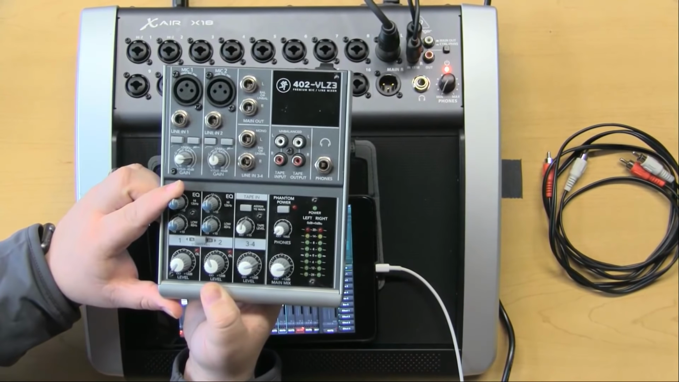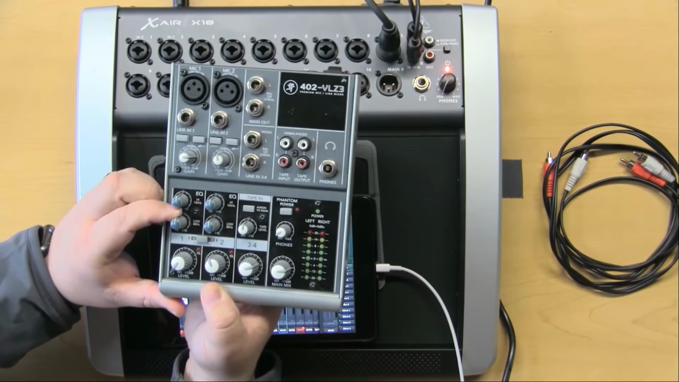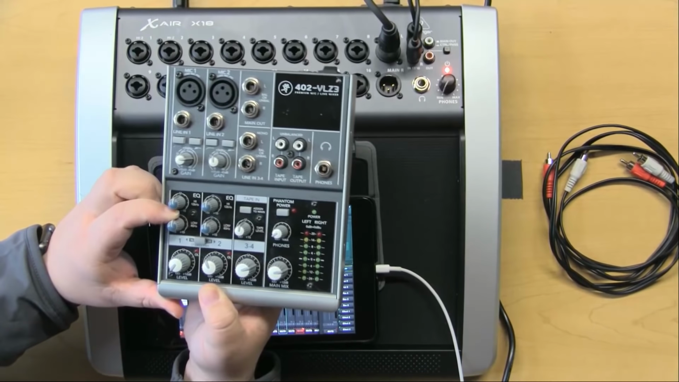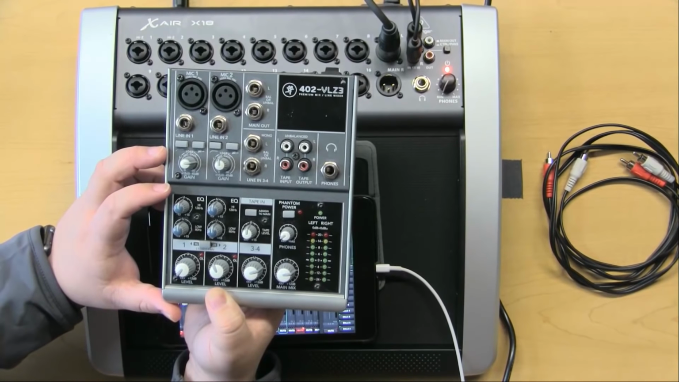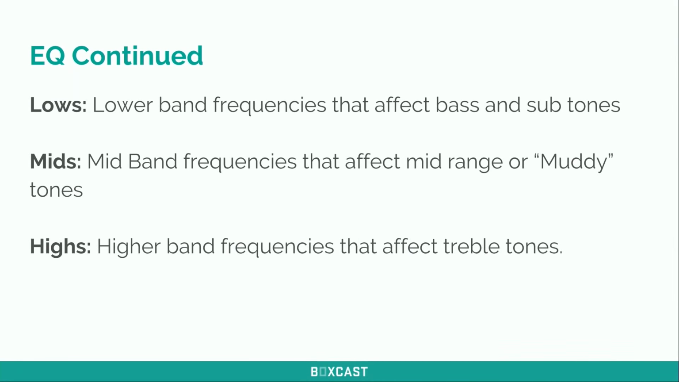The highs adjust all the highs or trebles. Lows adjust all the basses, the subtones. And then, of course, if there was a mid in the middle, that would control all of the mid-range tones, which are typically something like muddy tones, presence tones, things that are going to make you sound like you're in a tunnel or you're sitting underneath a cardboard box trying to talk through it. That's where you're going to get those adjustments.